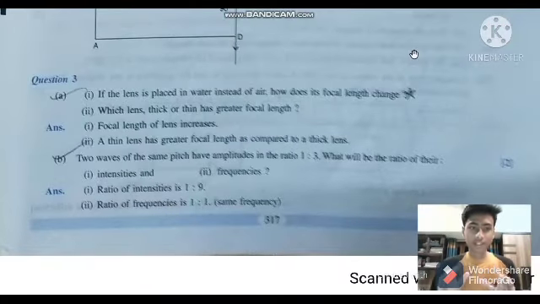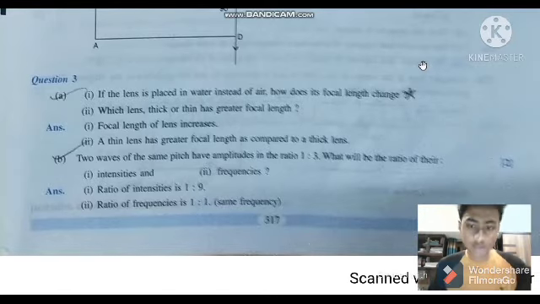So let's go towards the next. The next part of the question is, which of the lens, thin or thick, has got the greater focal length? We know that for a thick lens, since it's thick, its power to deviate is more. It's going to have the shorter focal length. So obviously the answer is going to be a thin lens that's got the greater focal length as compared to a thick lens.